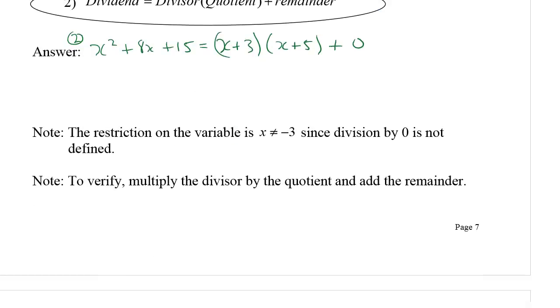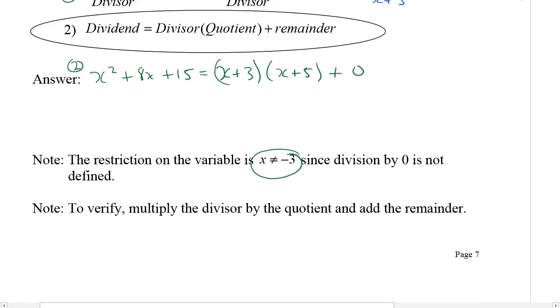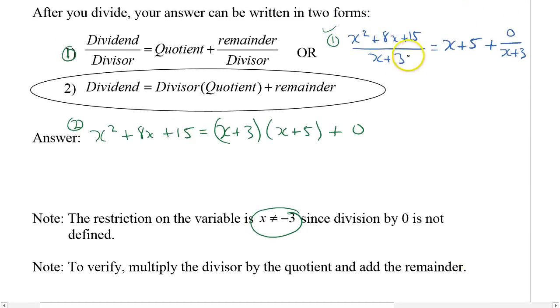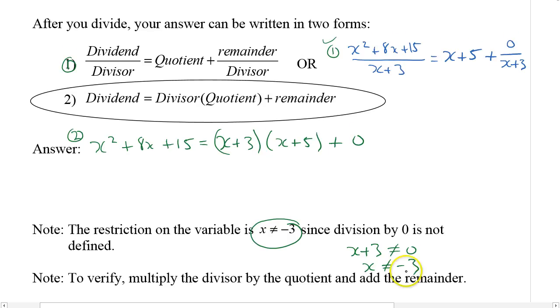There is a restriction on the variable that x cannot be equal to -3 since division by 0 is not defined. So what did we divide by? We divided by x plus 3, right? And one of the two rules about math that we can't do is we can't divide by 0. So if we're dividing by x plus 3, we say, well, when is that equal to 0? We can't divide by 0, so x plus 3 can't be equal to 0. So that's another way of saying that x cannot be equal to -3.